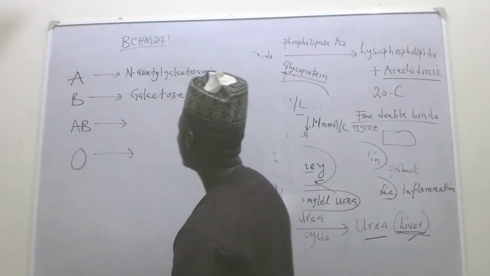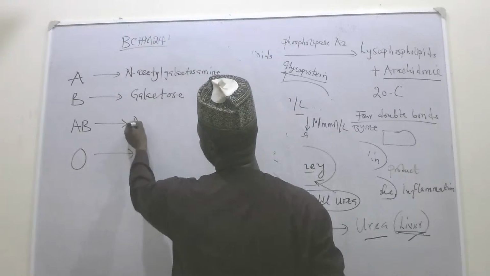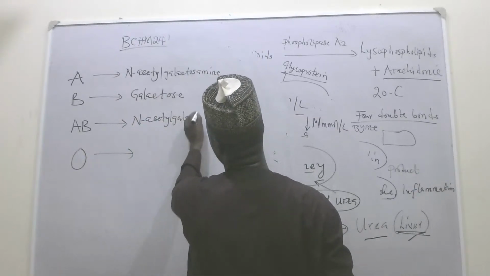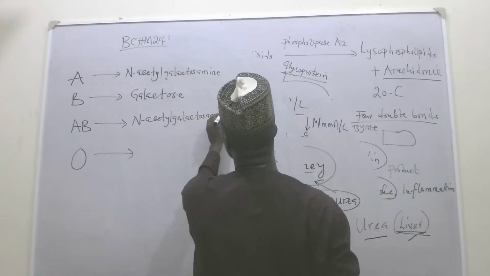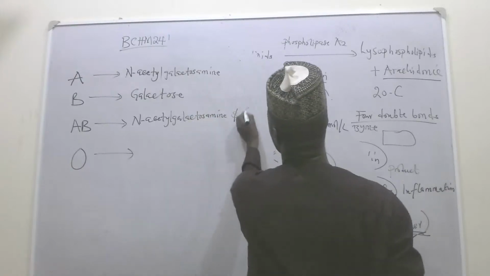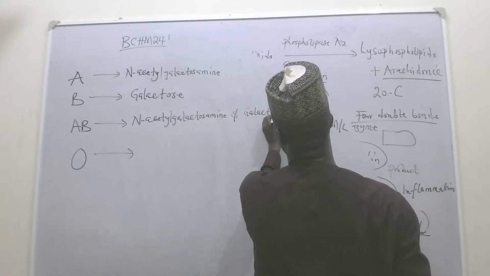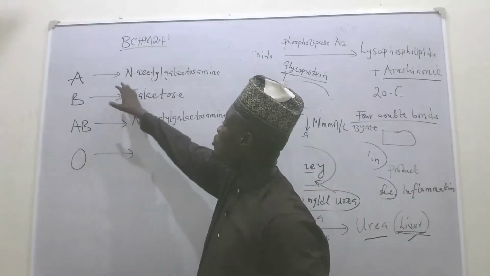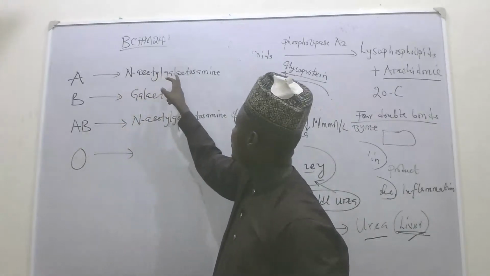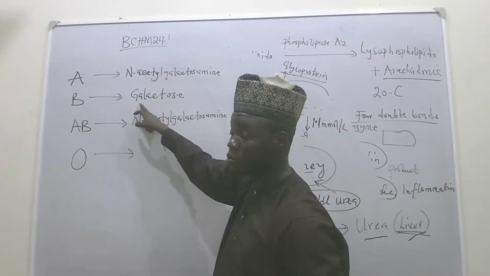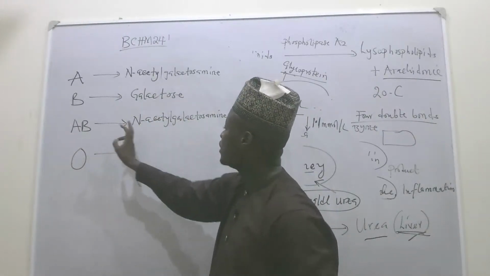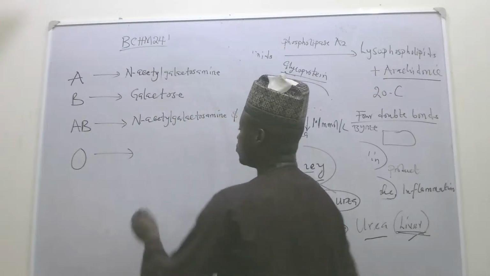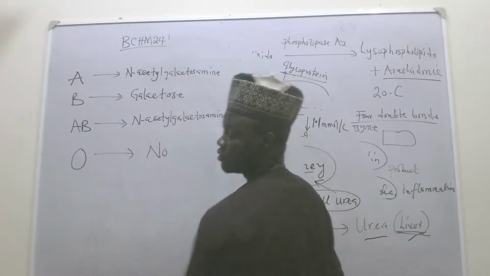And then an individual with blood group AB, it means that it has both N-acetyl galactosamine and galactose. So it means that an individual with blood group A has N-acetyl galactosamine, and an individual with blood group B has galactose. AB has N-acetyl galactosamine and galactose, and then an individual with blood group O has none of the sugars.